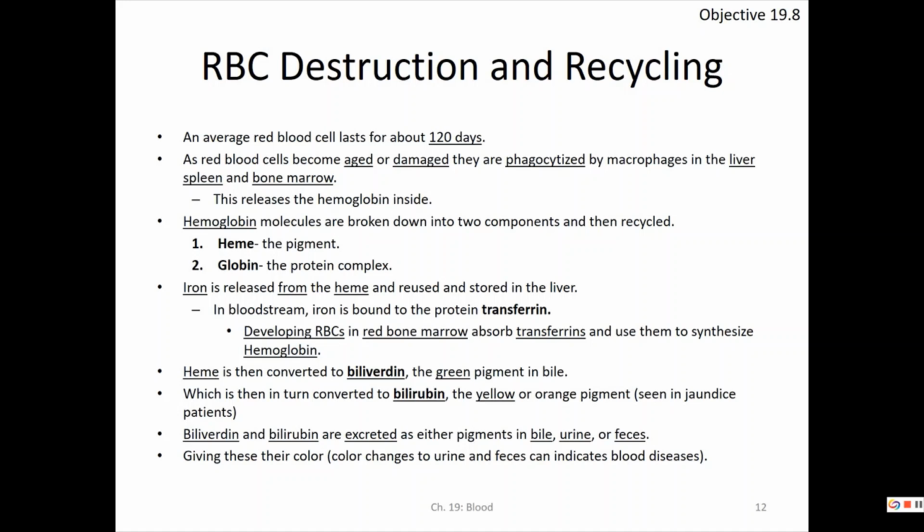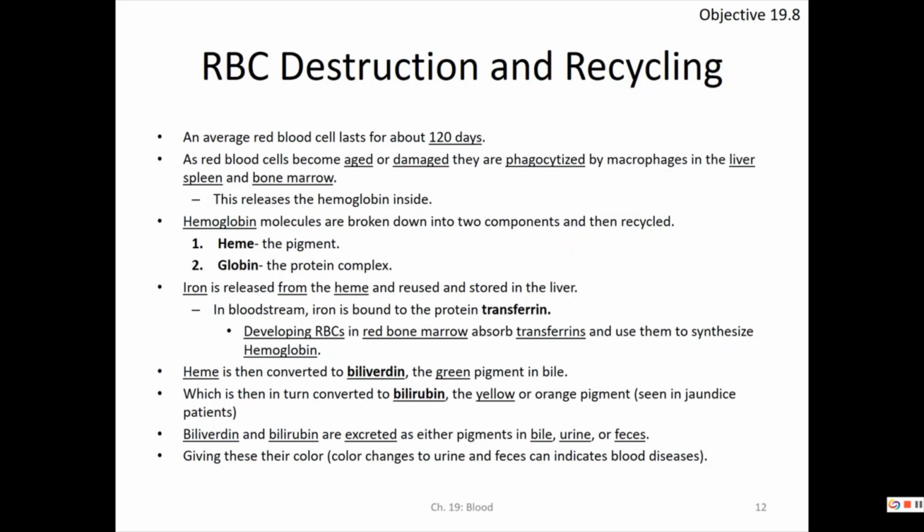So if you ever were to see urine and feces colors change dramatically, that can indicate a blood disorder. Something's going on. Maybe some kind of blood issue, some kind of blood cancer or something like that. So that's an indicator. That's why you might see babies have very yellow feces, for example, getting rid of it. A lot of babies are born with excess bilirubin. That's actually because of a condition.